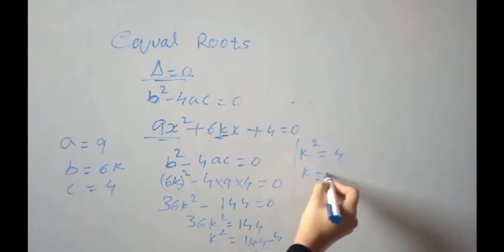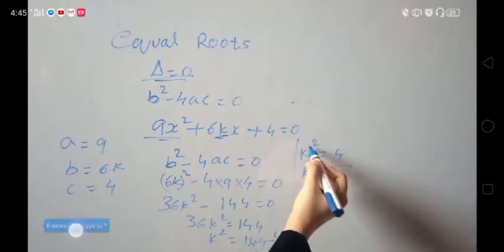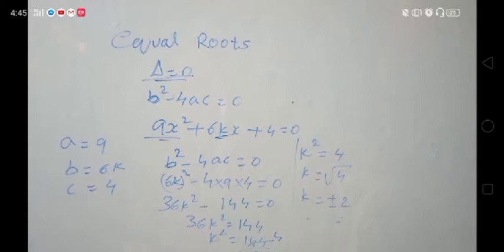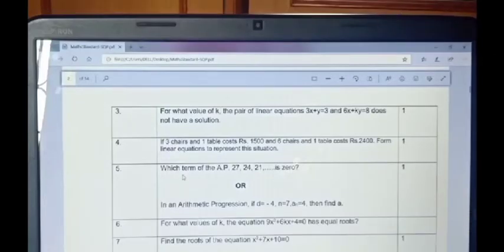Now put the square root to the 4, root 4. K is equal to root 4 value is plus or minus 2. The k value is plus 2 or minus 2. So we have to find k value. K value is plus 2 or minus 2. Next come to the next question, seventh question.